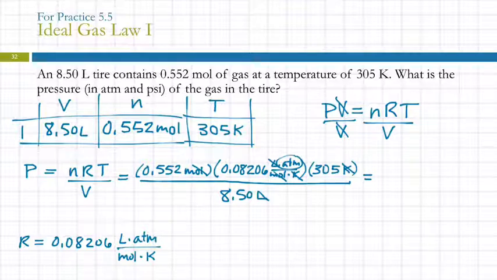So 0.552 times 0.08206 times 305 divided by 8.5 equals. How many significant figures should this answer have? 3. So all of the values that we were given have 3 significant figures. The ideal gas constant, this is not exact, but this has 4 significant figures. So I'm coming up with 1.62. There's my 3 sig figs. The next 2 digits are 5 and 3. The unit is atmospheres.